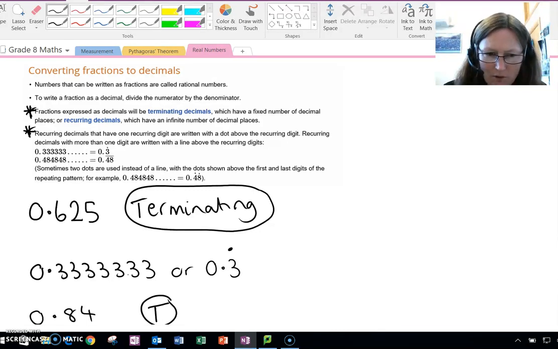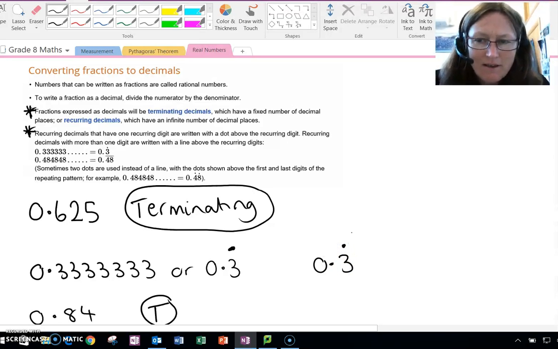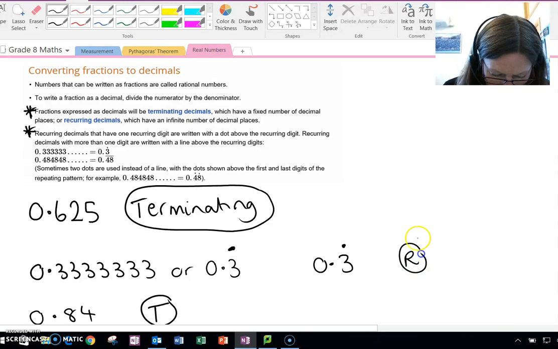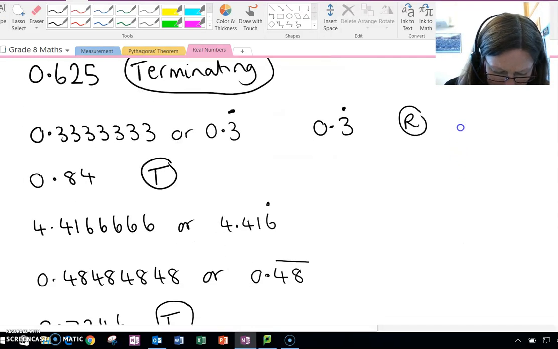The 3 keeps recurring. How it's written, when there is one digit that it keeps recurring, you simply write 0.3 with a dot above the 3. That means that that 3 just keeps recurring and recurring. So that's a recurring decimal. You can see here, it's written in this line, recurring decimals that have one recurring digit are written with a dot above the recurring digit. Recurring decimals with more than one digit are written with a line above the recurring digits, or there is a second way.